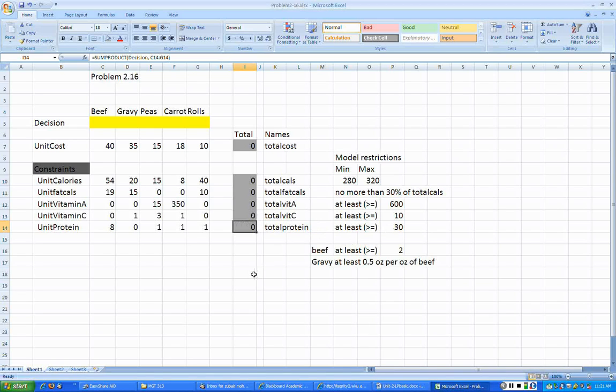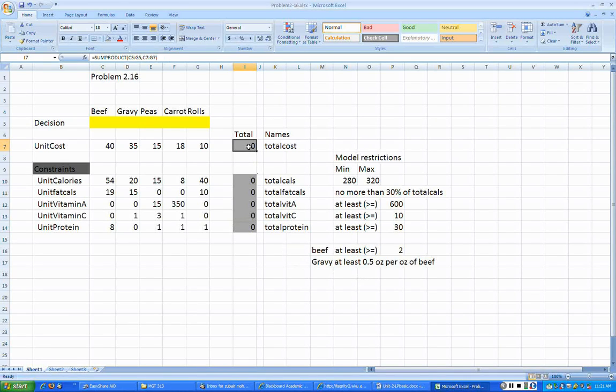And in addition to that, it also says you should use at least 2 ounces of beef, and there is another restriction when you read the problem. For practical reasons, it must include at least 2 ounces of beef, and it must have at least half an ounce of gravy per ounce of beef. Okay, so that's that restriction. We need to now pass all this information to this spreadsheet, to the solver.